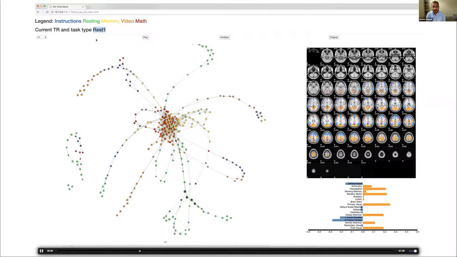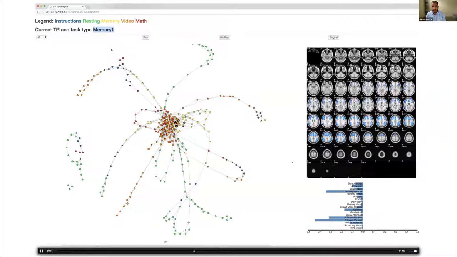The highlighted nodes show you, as the person goes through different tasks, that when it's resting state, it stays in the green node area. And on the right, you can see activation and deactivation in the brain in real time. Now the person is moving on to the memory tasks, so they will stay more in the core, apart from a few excursions.